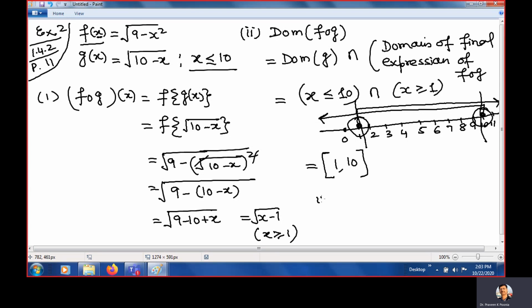Now, the third question also asked in this example: calculate the value of f composition g at 4. What is f composition g? F composition g is square root of x minus 1. We have already calculated that, so they need the value at 4. It is 4 minus 1. The answer is square root 3. So this is how to calculate f composition g and g composition f, and some other types of questions related to composition of function.